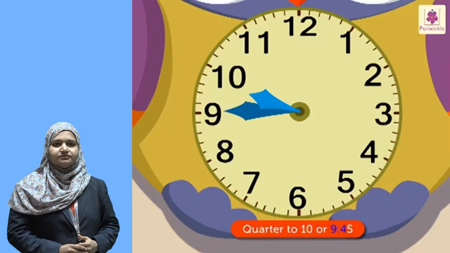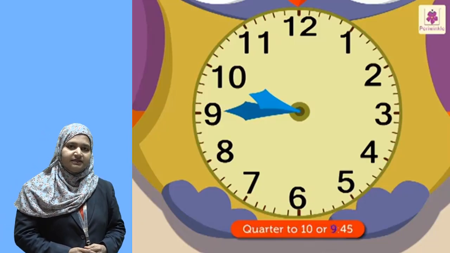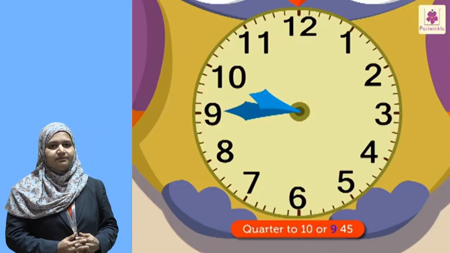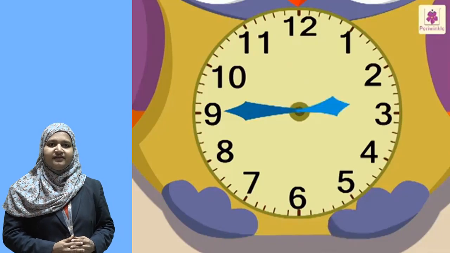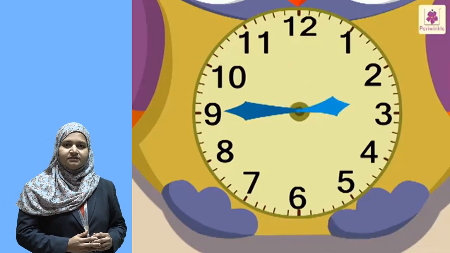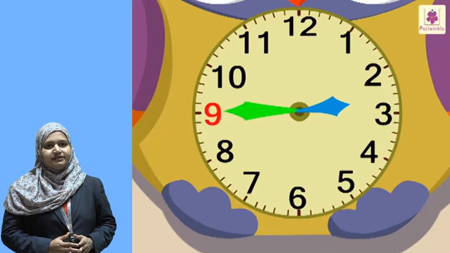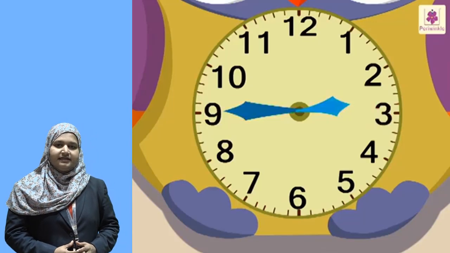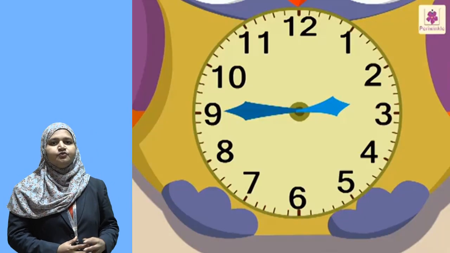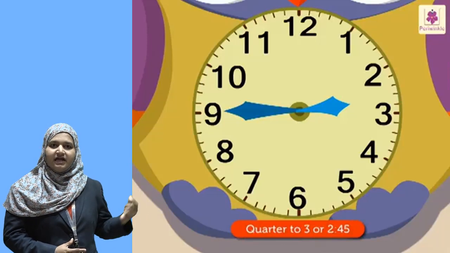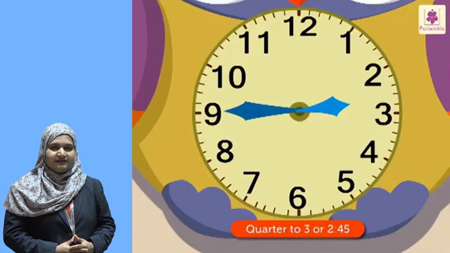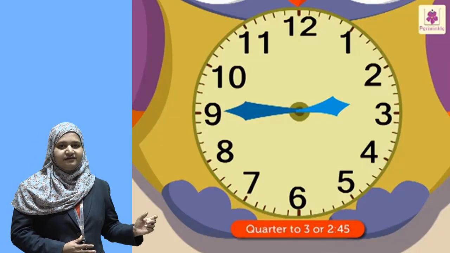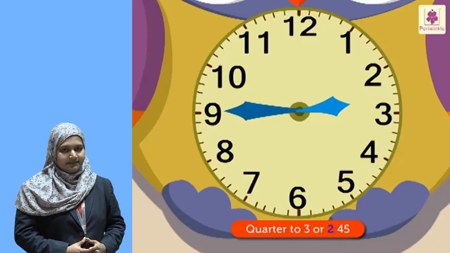Same with the next example. In this clock, the minute hand is at the number 9 and the hour hand is before the number 3. So it's 45 minutes past 2 o'clock, or it can be read as quarter to 3, because just 15 minutes are remaining to 3 o'clock. So it will be written as quarter to 3. 2:45 is the way of writing this time.